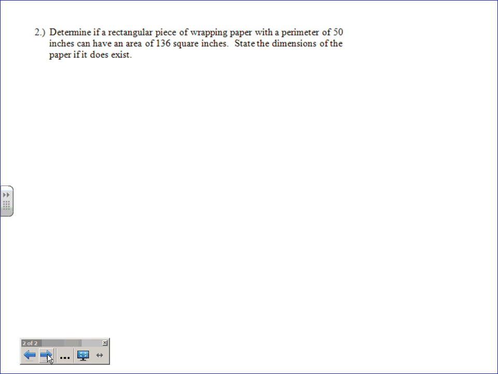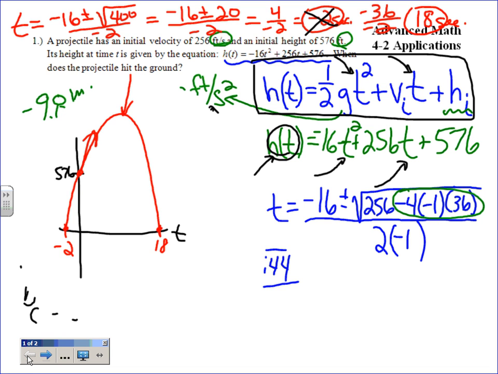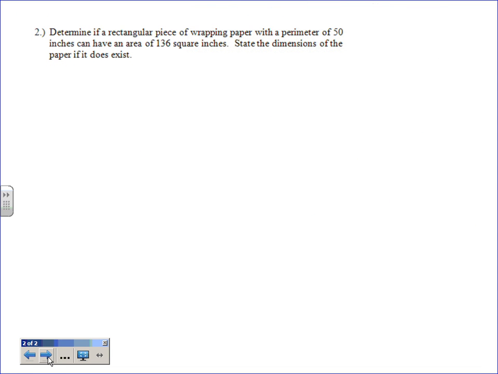This second problem, completely different. That formula is not going to work that I gave you on this page, because this page has it for a free-falling object. This object is just wrapping paper. It's not falling. All right, so we have a rectangular piece of wrapping paper that has a perimeter of 50 inches. It apparently can have an area of 136 square inches.